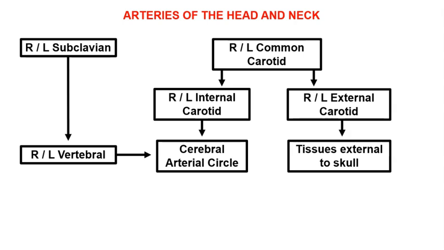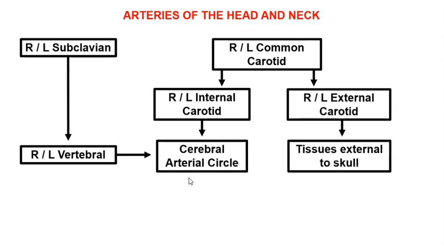In this video, we will explore the major arteries from the Anatomy and Physiology 2 lab list, beginning with the arteries of the head and the neck. On both the right and left sides of the body, we see that the subclavian arteries branch and give rise to the vertebral arteries. And it's the vertebral arteries that take blood to a structure at the base of the brain called the cerebral arterial circle, or the circle of Willis.